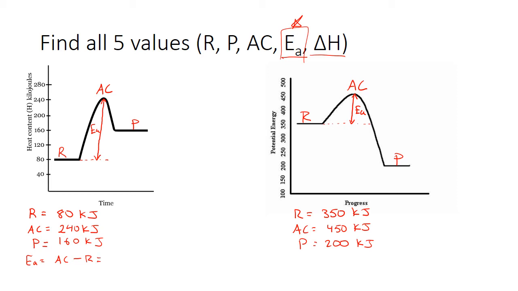So in this case, we have 240 minus 80. It's going to give us 160 kilojoules, I hope. And then EA over here, if we're doing AC minus R, then we have 450 minus 350, right? 450 minus 350 right here. That gives us an activation energy of 100 kilojoules. Delta H we know is P minus R.